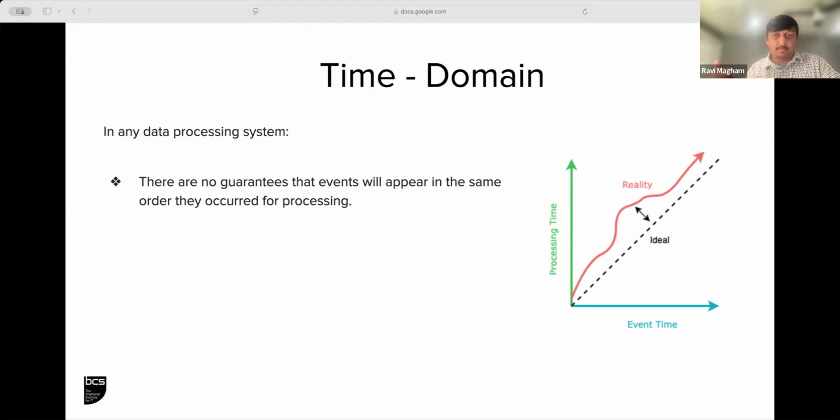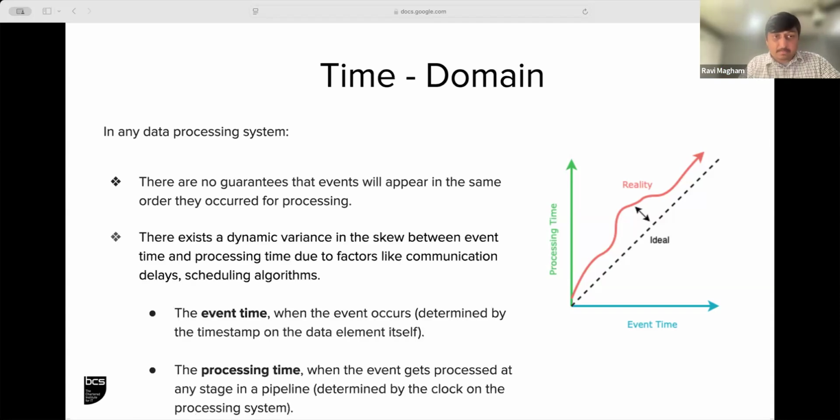But generally, that's not going to be the case. You just see this red line where you're going to process the data at a point later in time from when the event actually occurred. So there's always going to be that difference between the ideal thing and the reality, which is how the data is going to be processed.